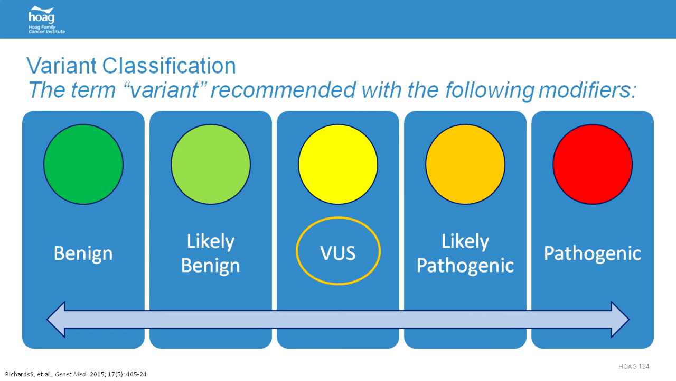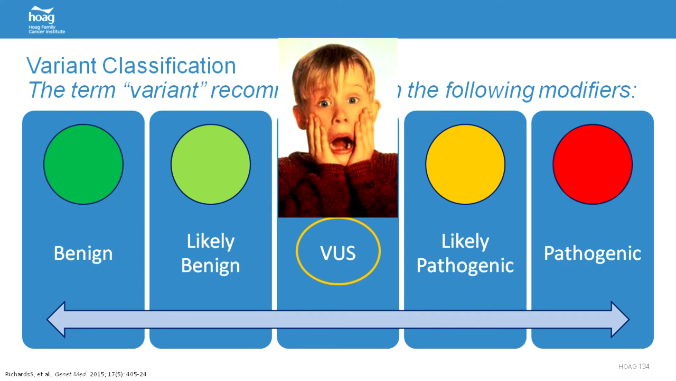You see the arrow goes to the right as likely pathogenic and pathogenic. These are the ones that we know what to do with. Or to the far left, they're either benign or likely benign. And then we have variant of uncertain or unknown significance in the middle. This is the one that is very confusing and time-consuming for clinicians and for people at the laboratory to deal with. And it's very hard because we don't know what to do with them.